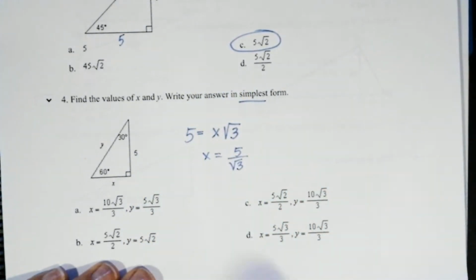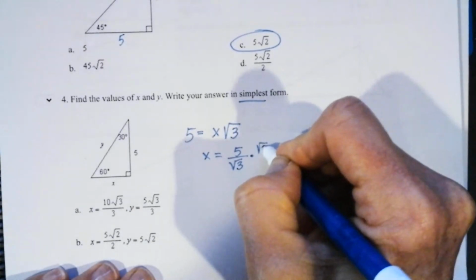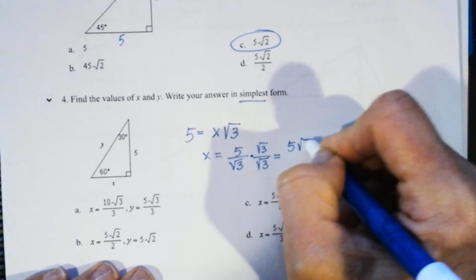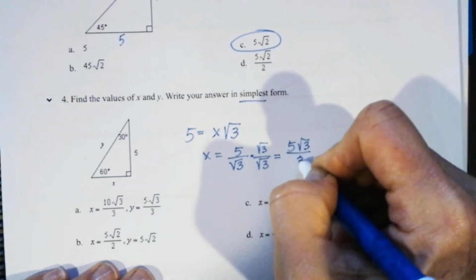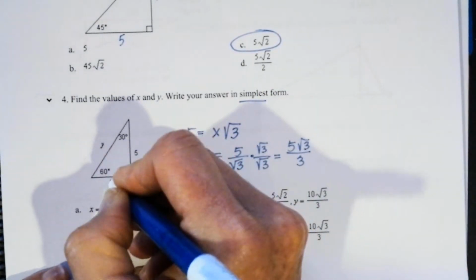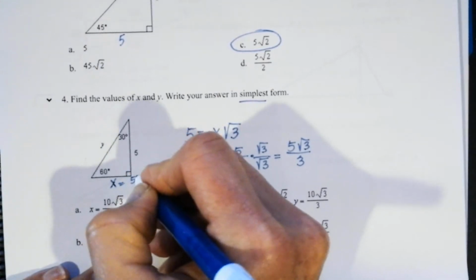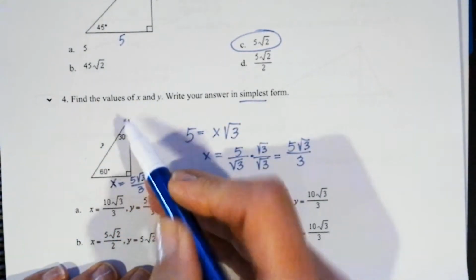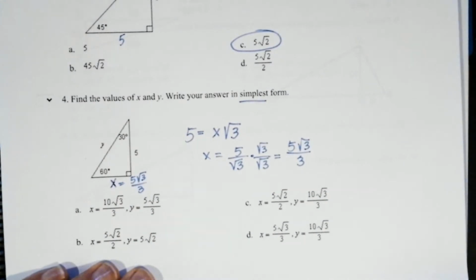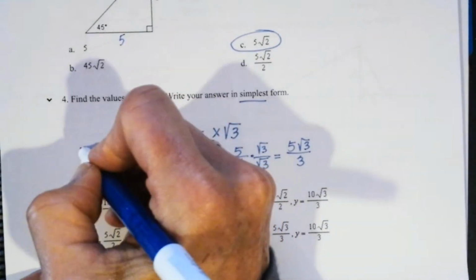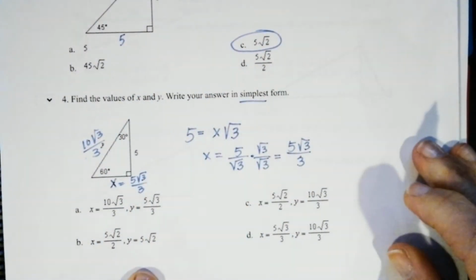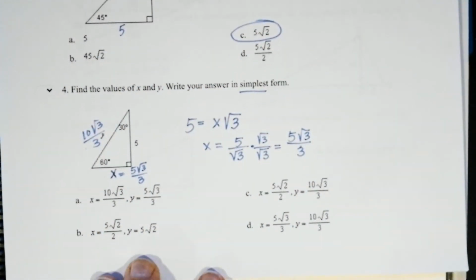But you have to rationalize it, because we can't have square roots in the denominator. So I get that x is equal to 5 root 3 over 3. So if x here is equal to 5 root 3 over 3, the hypotenuse is always twice that much. So 2 times 5 root 3 makes this 10 root 3 over 3. And that is how that works.